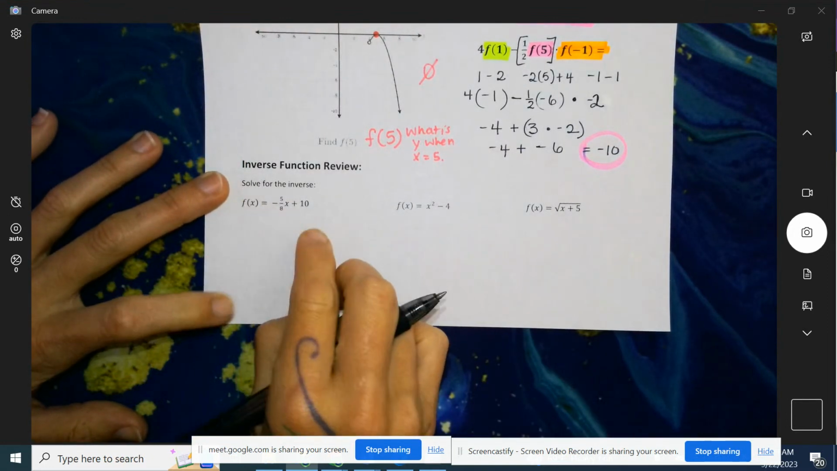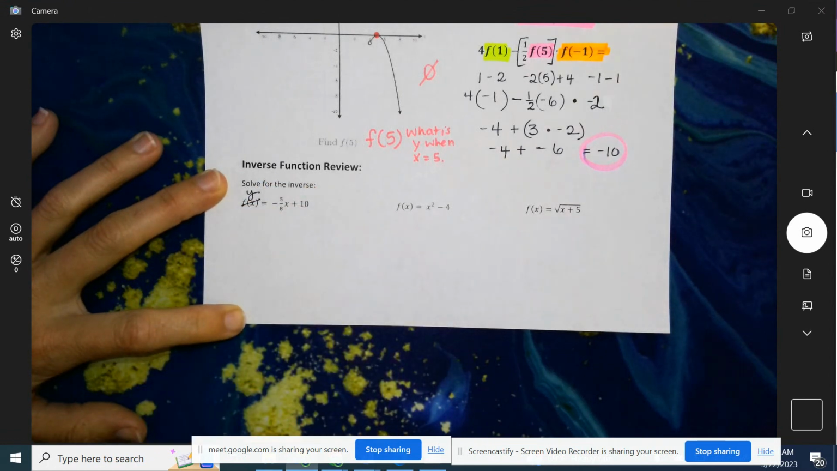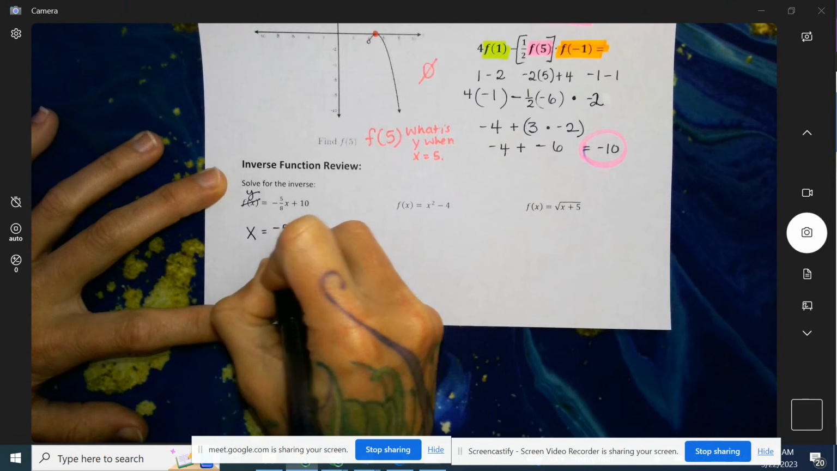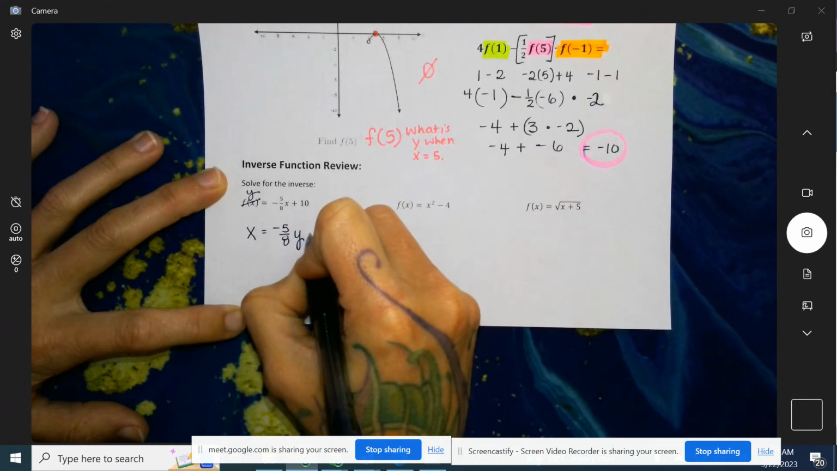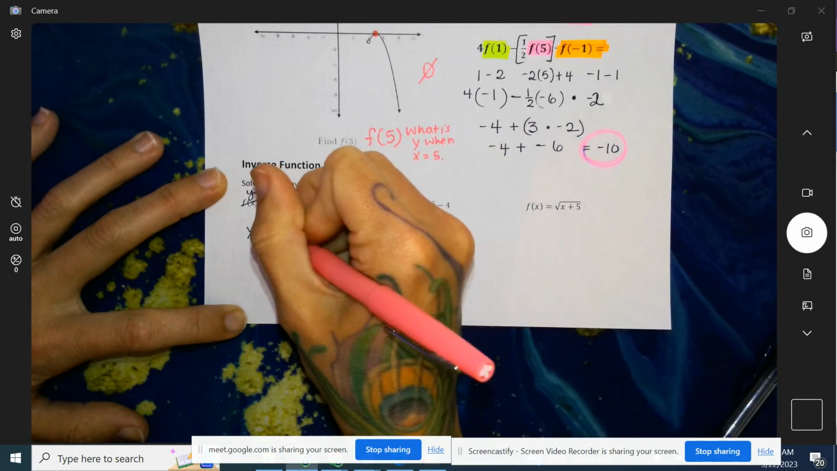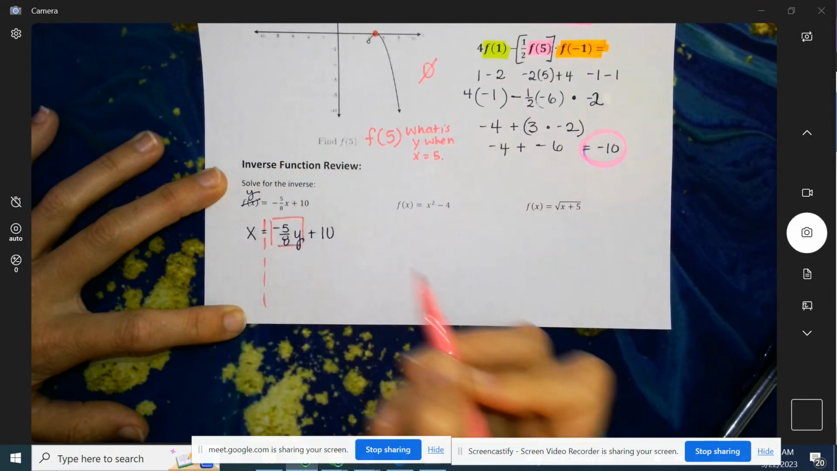Remember, when you're solving for the inverse, the first thing I would do is change this to a y. Switch your x and y. So this is going to be x equals negative 5 over 8, and I did pick that ugly fraction on purpose, plus 10.